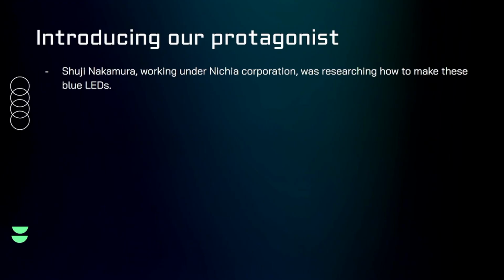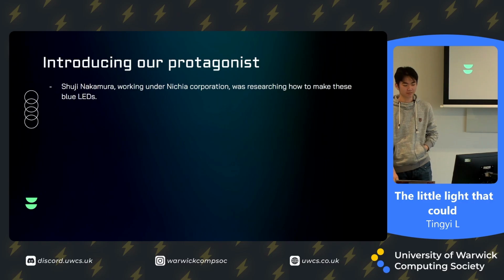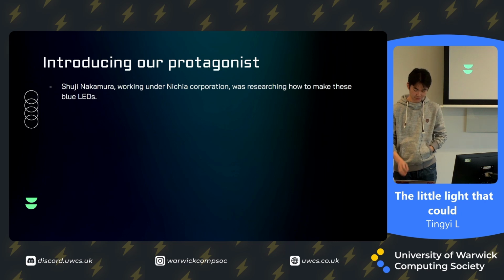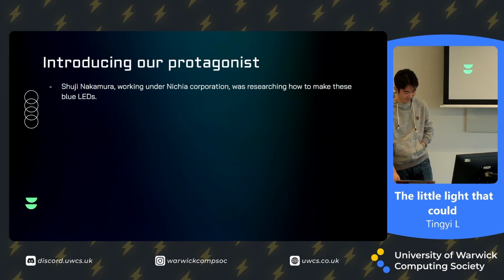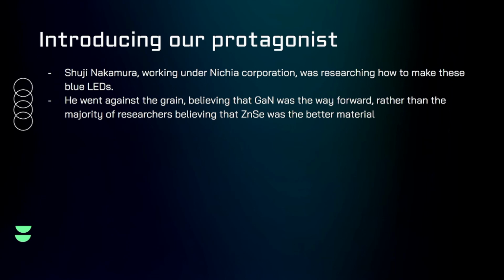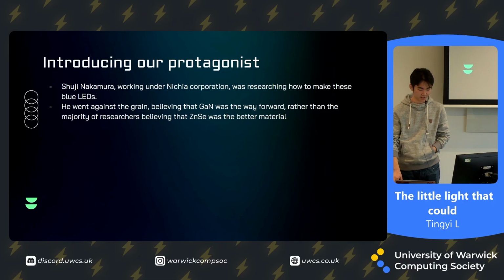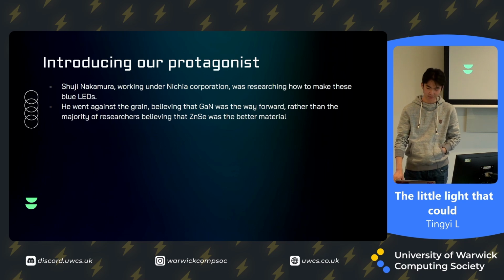Okay, Shuji Nakamura was essentially the inventor of this. He was working under Nichia Corporation and was researching how to make these blue LEDs for, I think, 14 or 15 years before he actually made it, which is kind of crazy. There was a lot of research done on zinc selenide and its possibilities for making the blue LED that everyone was chasing, but he believed that gallium nitride was the way forward.